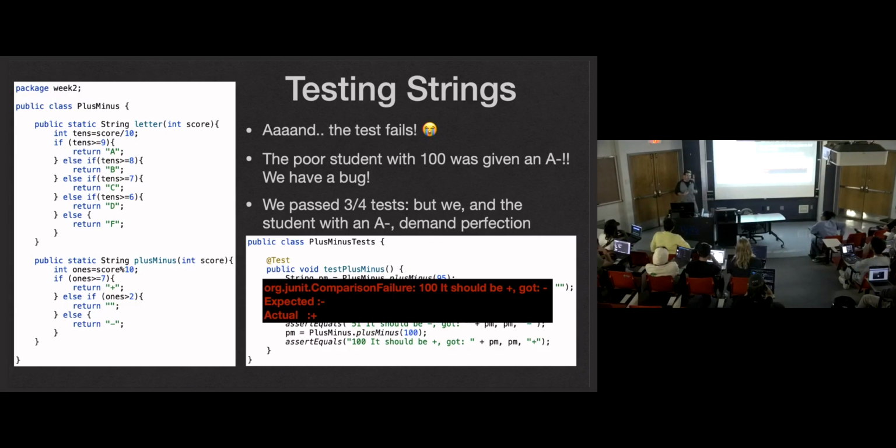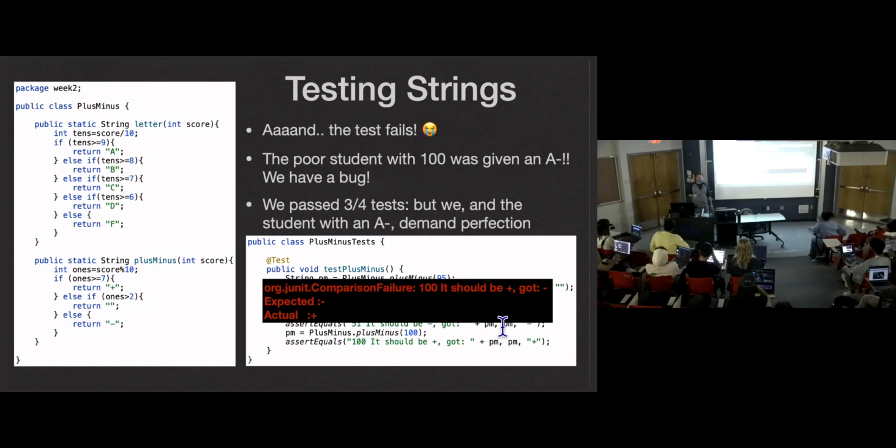But we passed 3 out of the 4 tests. Like, for our code, that's a 75%. We had 6 more test cases here that all passed. We got a 90%. We're feeling good, right? No, we demand perfection in our test cases. We want our methods to be right on every input. So we're demanding perfection, and the student that just got that A minus certainly demands perfection as well. They got 100 all semester. We want to make sure we fix this bug.